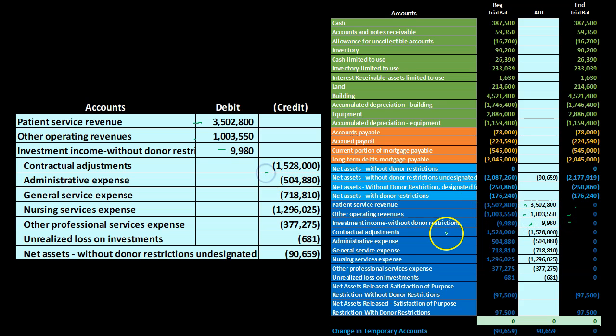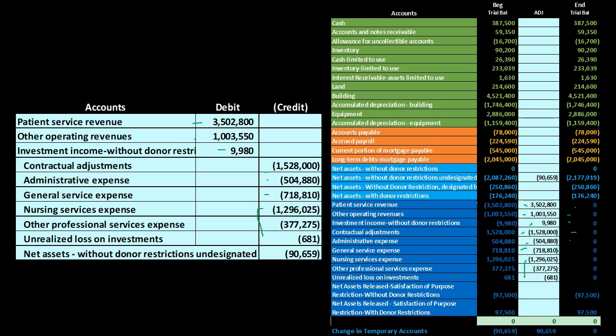We've got the contractual adjustments. We credited it to make it go to zero. Admin expense. We credited it and made it go to zero. We've got the general expense, we credited it and made it go to zero. And then we had the nursing, the other, unrealized loss. All credits is what we did to them.